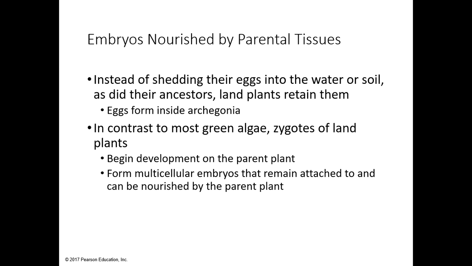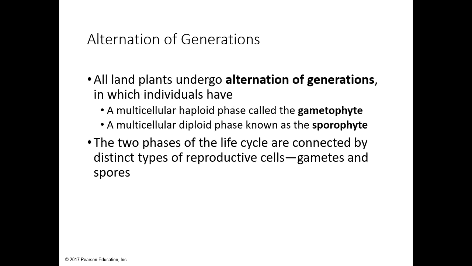So instead of shedding their eggs into the water or soil, land plants retain their eggs and they form inside of the archegonia. And that prevents them from desiccation, drying out. And also, if you think about it, it's more controlled. It's more advanced. In contrast to most green algae, zygotes, or the union of the egg and sperm, begin development in the parent plant, and they form multicellular embryos that remain attached to and can be nourished by the parent plant. So lots of things here are going to be important for the plants to survive on land.